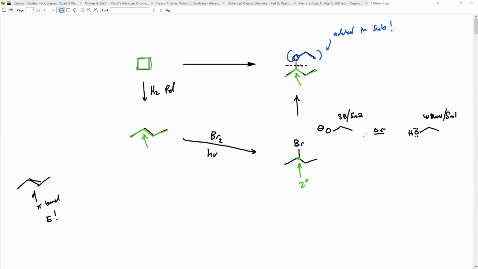Now, in this case, strong bases love to do E2 on secondary, so this is actually not going to work out, because this is going to do E2. But we are allowed to do SN1s on secondary centers with solvent molecules. So we can go ahead and do an SN1 over here.